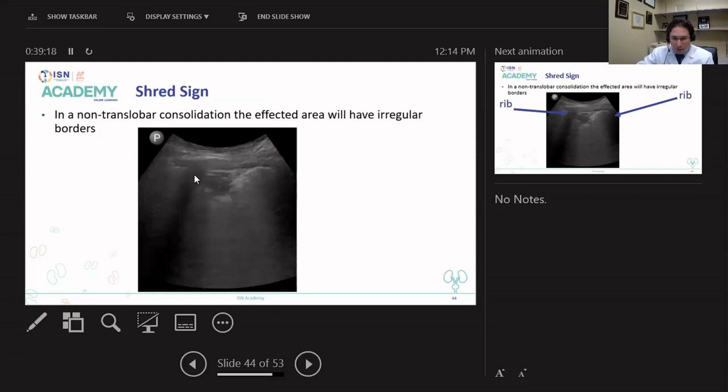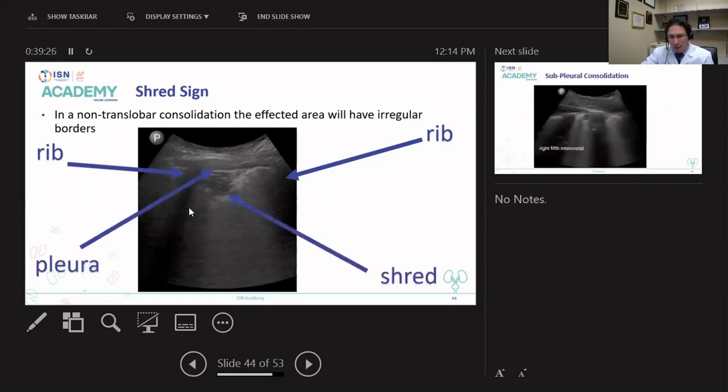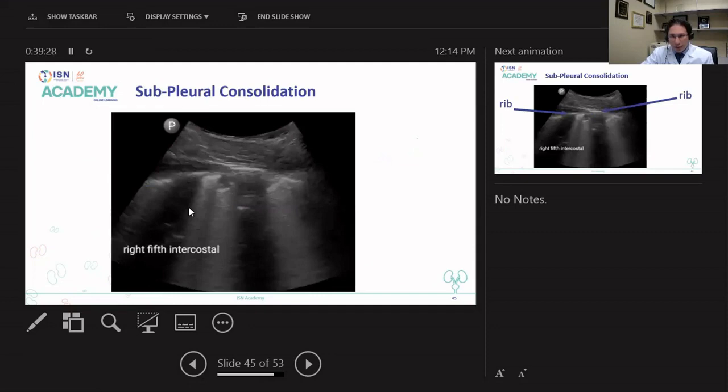So we have a rib shadow here. We have a pleural line there, and we have the shred sign there. And this is consistent with consolidation. And then you're going to get a subpleural consolidation.